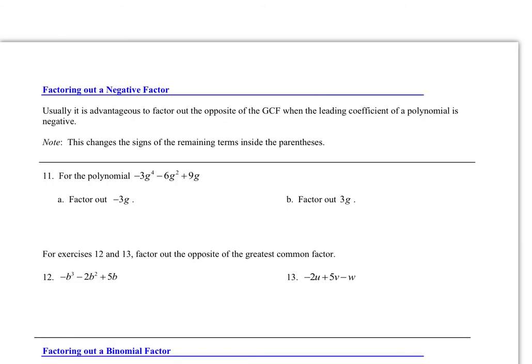So on the next page, let's look at this statement because they really say it better than I can. Usually it is advantageous to factor out the opposite of the GCF, so factor out a negative, when the leading coefficient of the polynomial is negative. Well, what does that even mean? The leading coefficient right here on this one is -3. It's the number in the very front. And it's negative, and when it is negative, pull out a negative with your GCF.